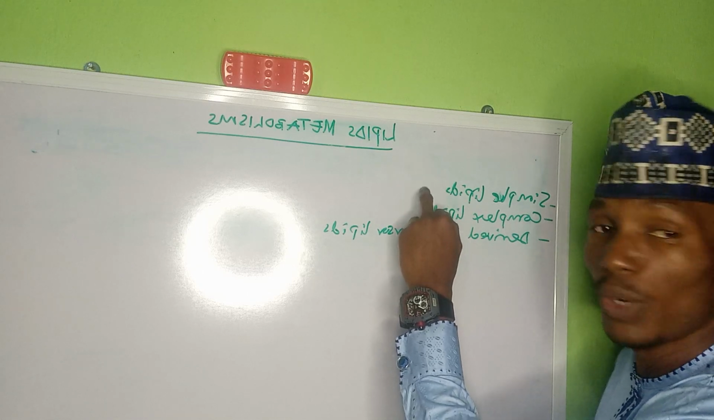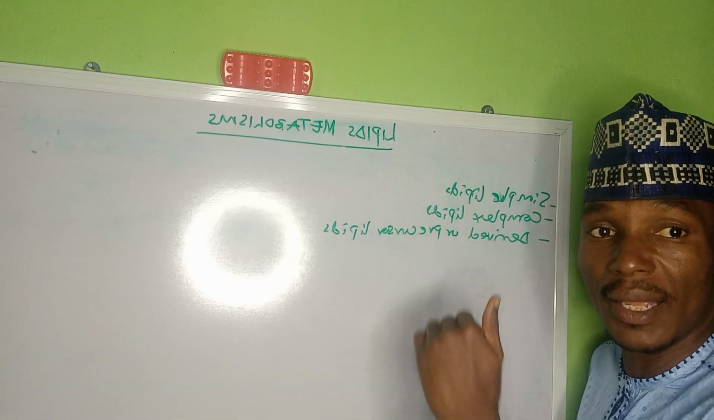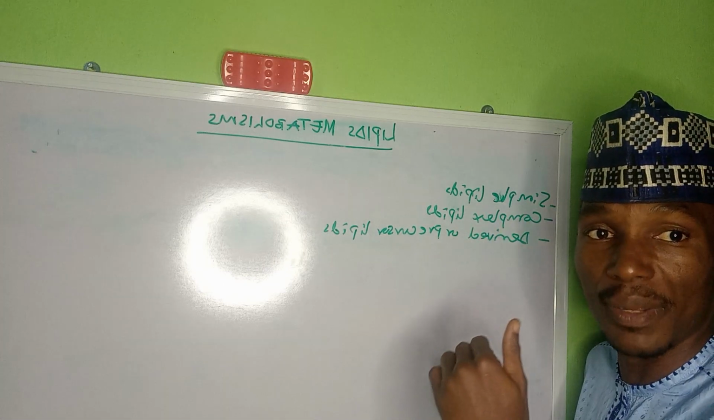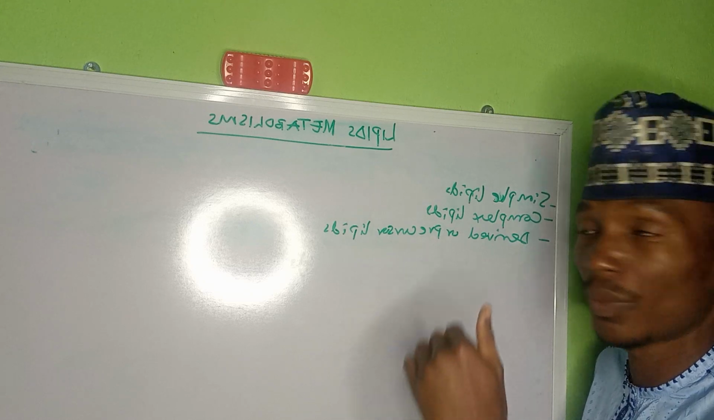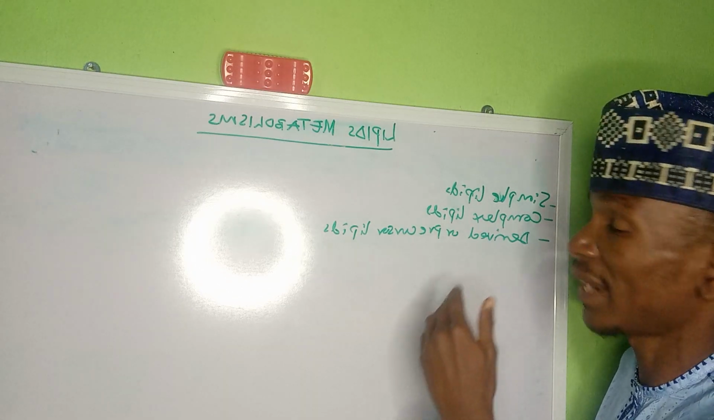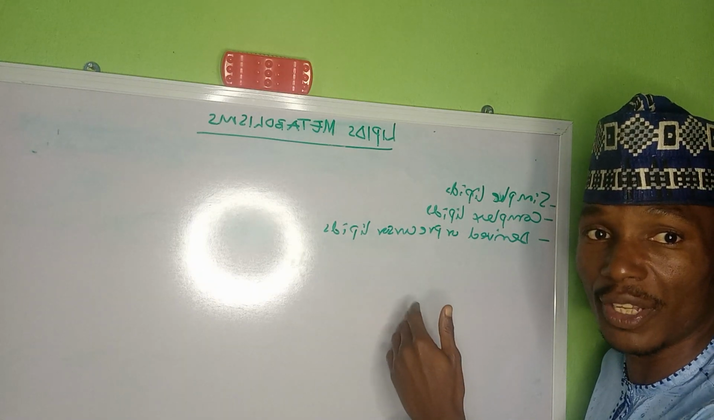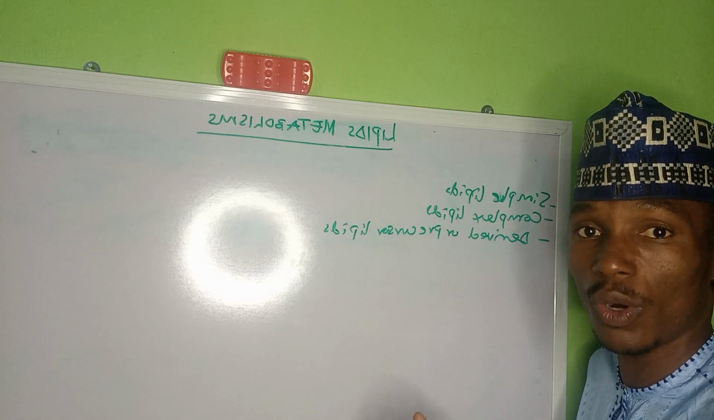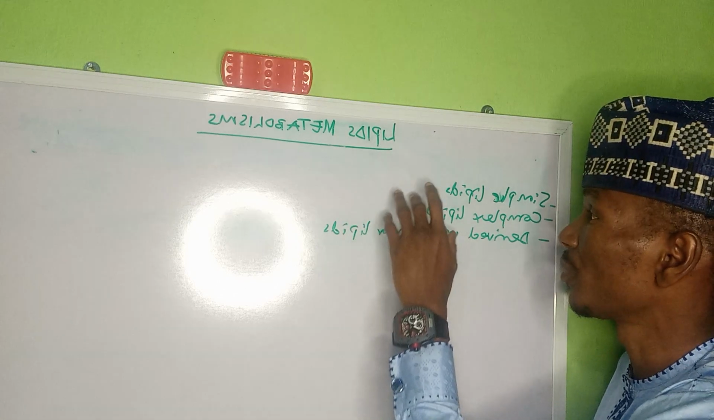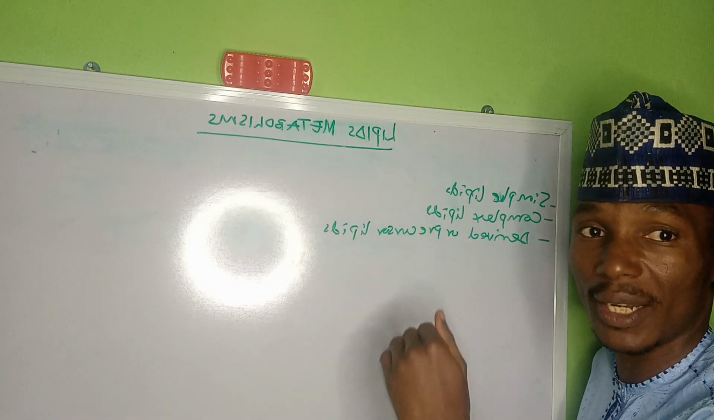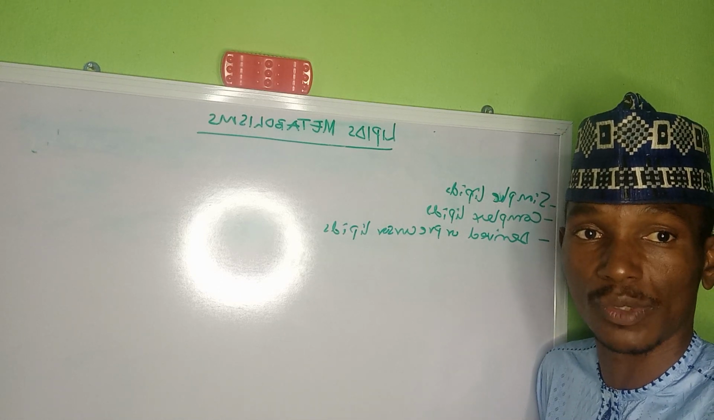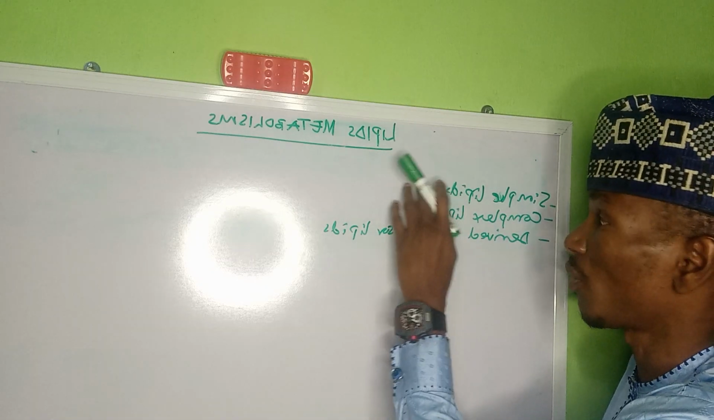Looking at simple lipids, this is a group of lipids in which an alcohol is esterified with fatty acid to form a simple lipid. A common example is triglyceride. It is a form of lipid in which glycerol, which is an alcohol, is esterified with fatty acid to form triglyceride, which is one of the neutral lipids found in food or in the body of living organisms or human beings. It is a common example of simple lipids.